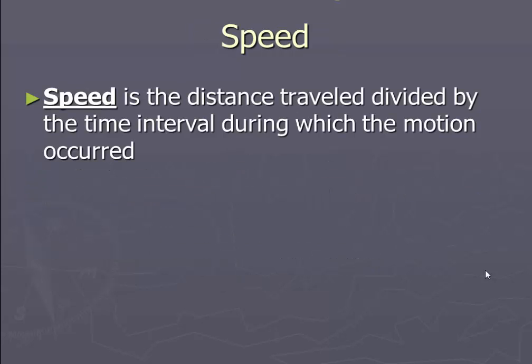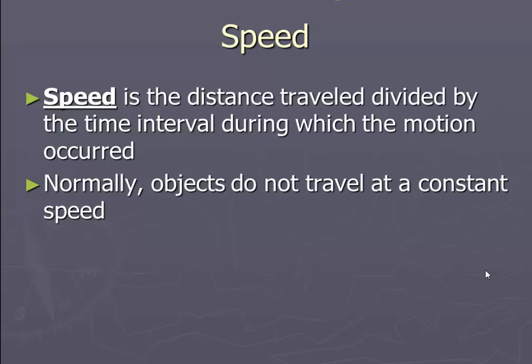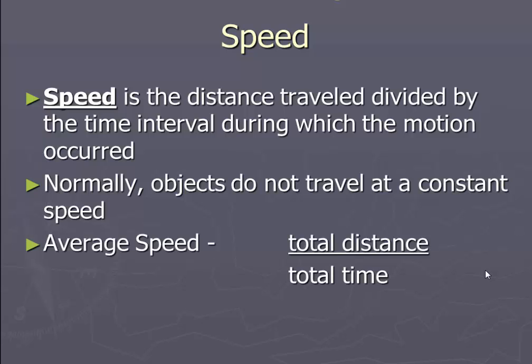So speed is the distance traveled divided by the time interval during which the motion occurred. Normally, objects do not travel at a constant speed. So the average speed would be the total distance divided by the total time.